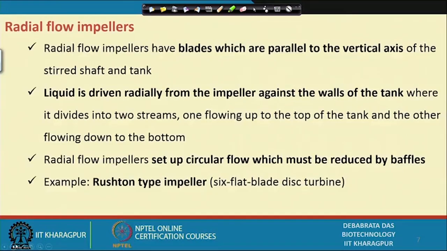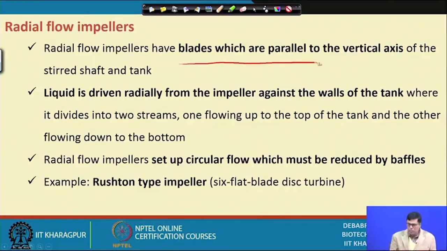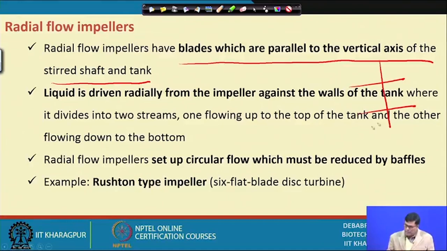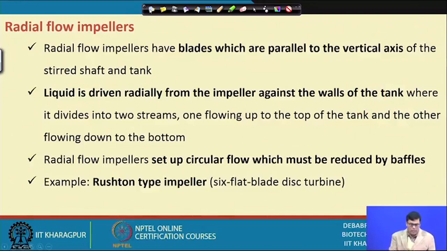So let me tell more details about the radial flow impeller. Radial flow impellers have blades which are parallel to the vertical axis of the shaft and the tank. I just explained, vertical means your impellers are mounted at different vertical positions. The liquid is driven radially from the impeller against the wall of the tank. I have just shown you how it rotates like this.